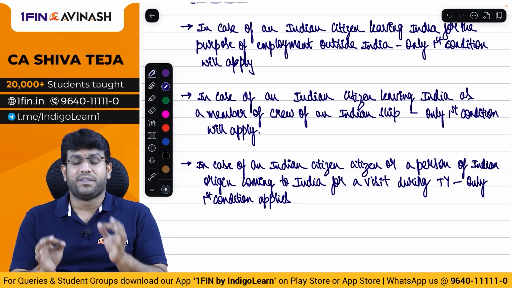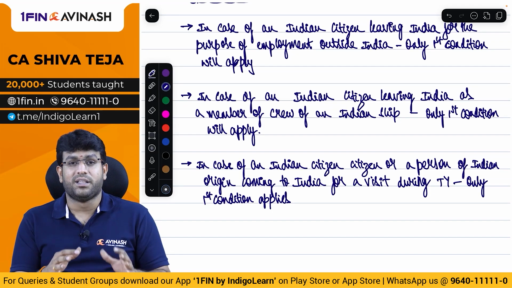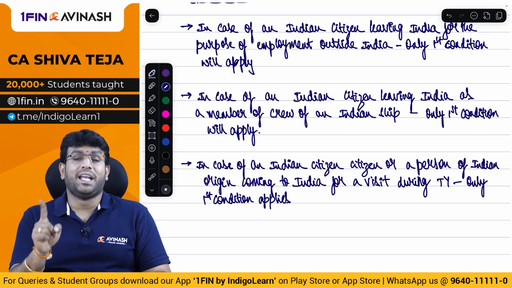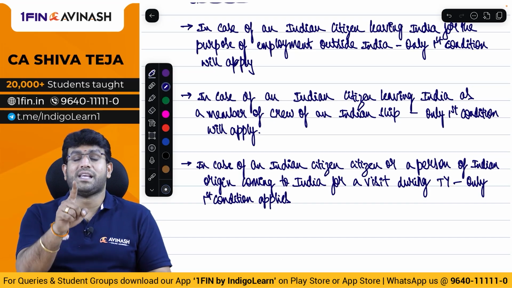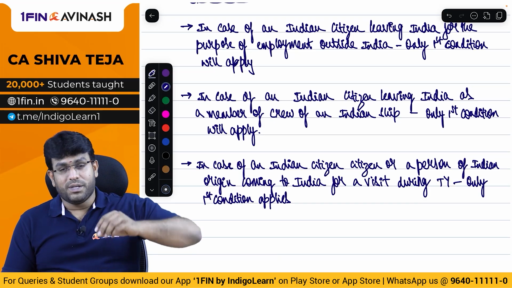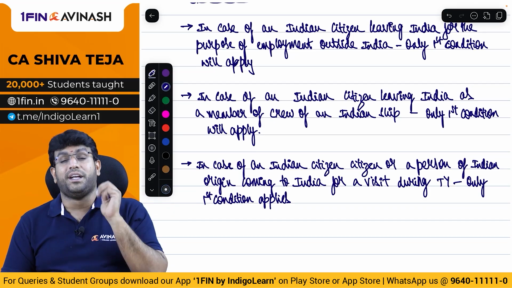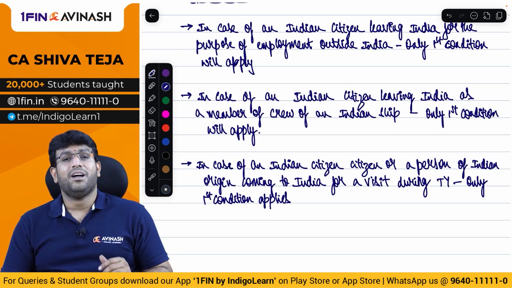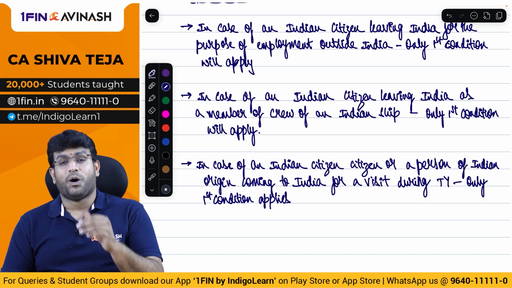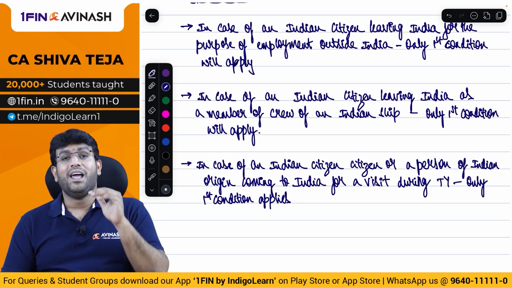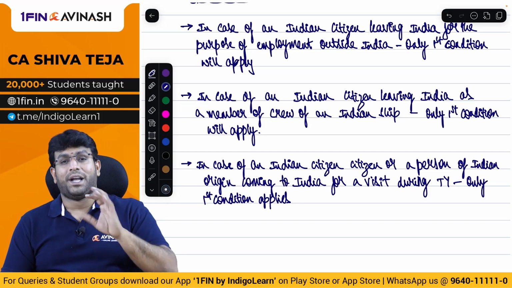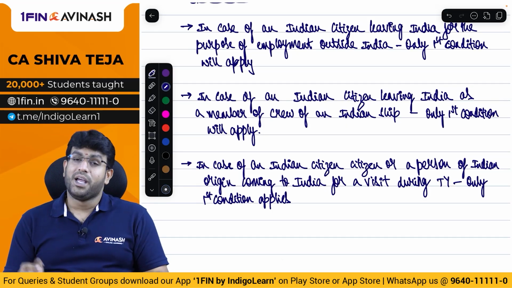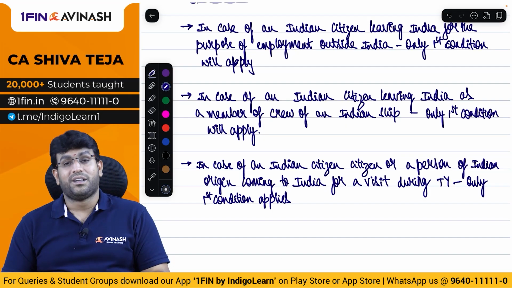If in the exam, the question or practice, whatever we are going to do in the lectures, if the question is silent, don't assume the person is an Indian citizen. The question must specifically tell you that he is an Indian citizen. So what is the first case? Indian citizen leaving India for the purpose of employment outside India. Second case, Indian citizen leaving India as a member of crew of an Indian ship. Third case, Indian citizen or a person of Indian origin coming to India for a visit during the tax year.